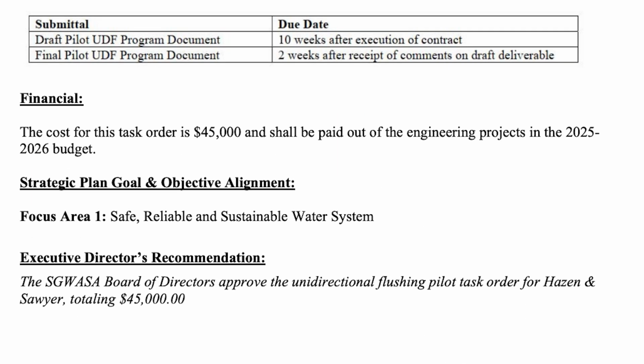The cost for this task order is $45,000 and shall be paid out of the engineering projects in the 25-26 budget. This is focus area 1 of the strategic plan of safe, reliable, and sustainable water system. So our recommendation is the Board of Directors approve the unidirectional flushing pilot task order for Hazen and Sawyer totaling $45,000. And you have the task order in front of you as the next attachment.